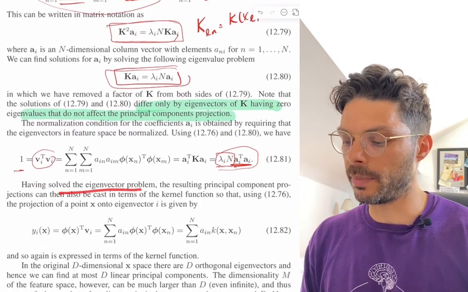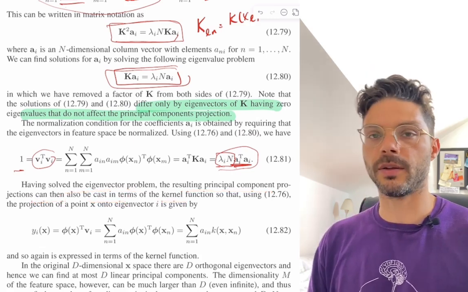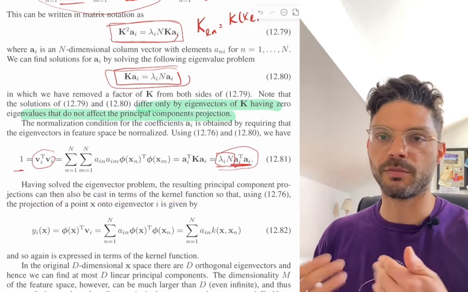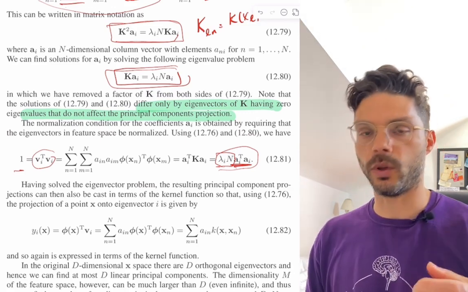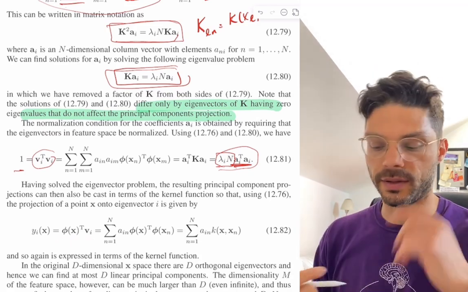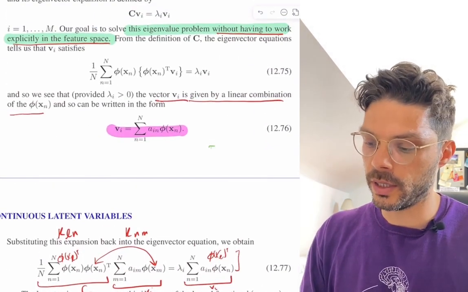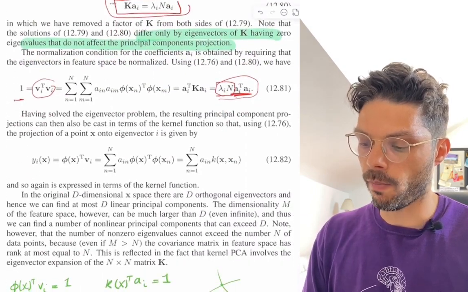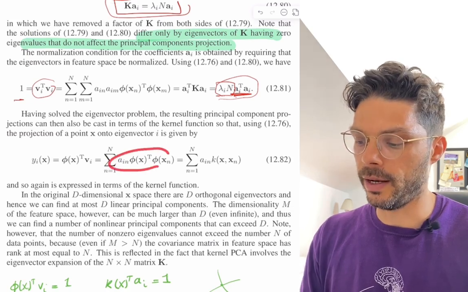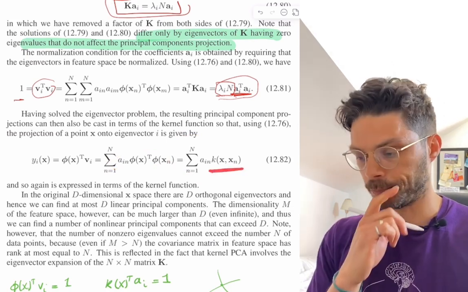Having solved the eigenvector problem, the resulting principal component projections can then also be cast in terms of the kernel function. The point here is you want to figure out, for a given point in your original space, what is the projection onto one of your eigenvectors in the feature space. So you've projected into feature space, and now you are doing the standard PCA thing and projecting onto an eigenvector. Again, this expression comes to your rescue. You just plug it in, and that was the expression for v_i. You plug that in and you see that it actually is the projection. Again, the kernel function comes in.